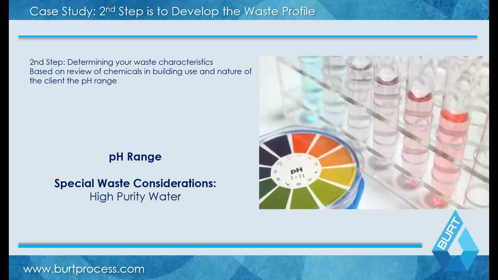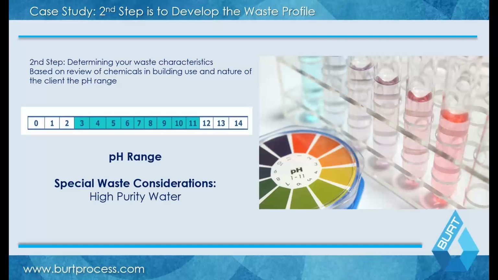Next is to look at what your actual waste profile is and what kind of special waste considerations you have. If it's a laboratory-based building, for example, at a college level, your waste pH range is probably going to be somewhere between about 2 and about 12, and then maybe you have some high purity water present in your system.